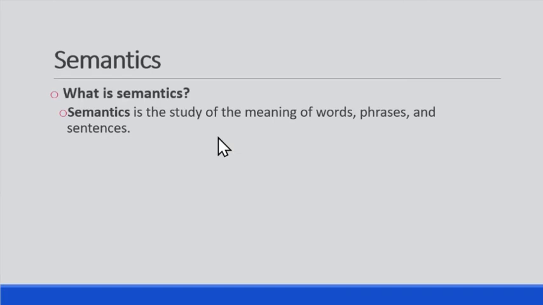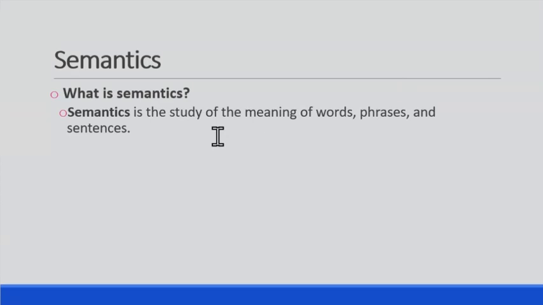Okay, so what is semantics? Can you see there? Semantics is the study of the meaning of words, phrases, and sentences. Okay, so it is important for us to understand the meaning of any utterance or written words, phrases, and sentences literally. That is the study of semantics.